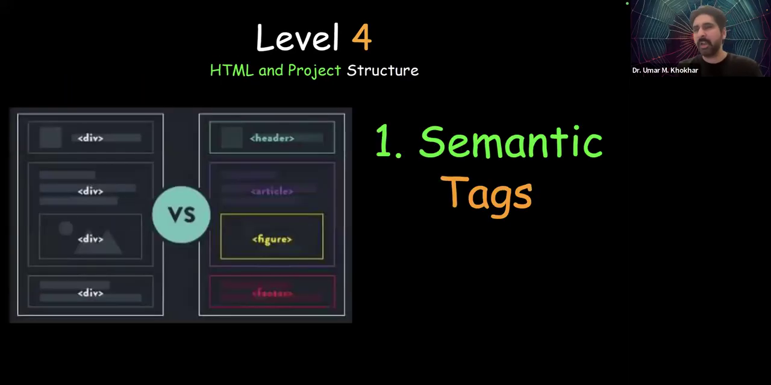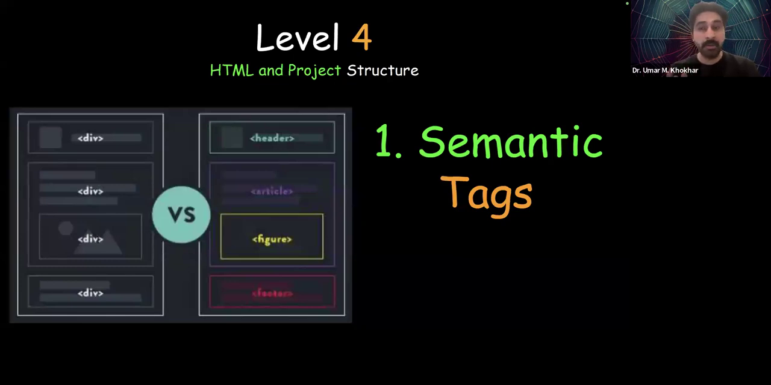Let's talk about the first agenda item, that is semantic tags. By the way, one thing which is very important: with semantic or non-semantic options, your website is going to look the same, but the major advantage of semantic tags is that it's going to be very well organized. Search engine optimization is going to work better. Other than that, it will also create ease for you.